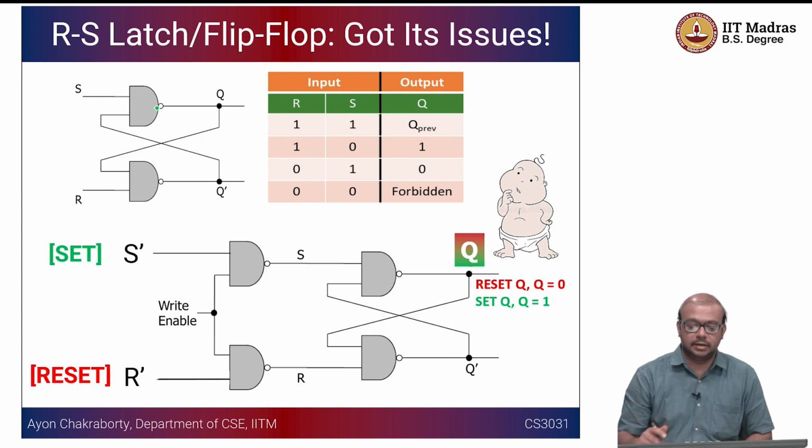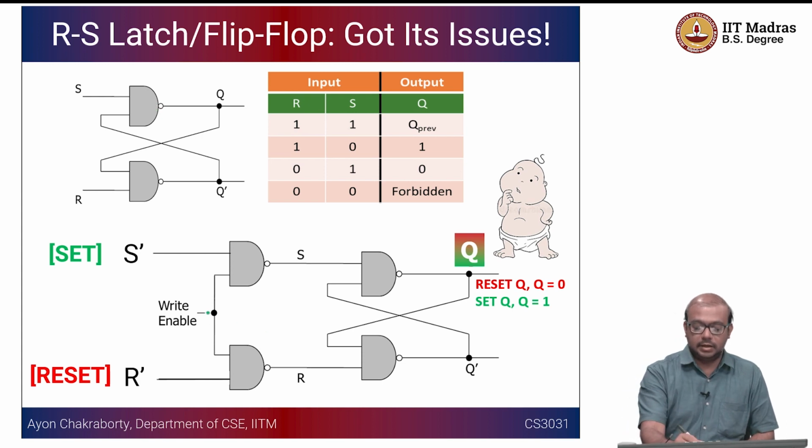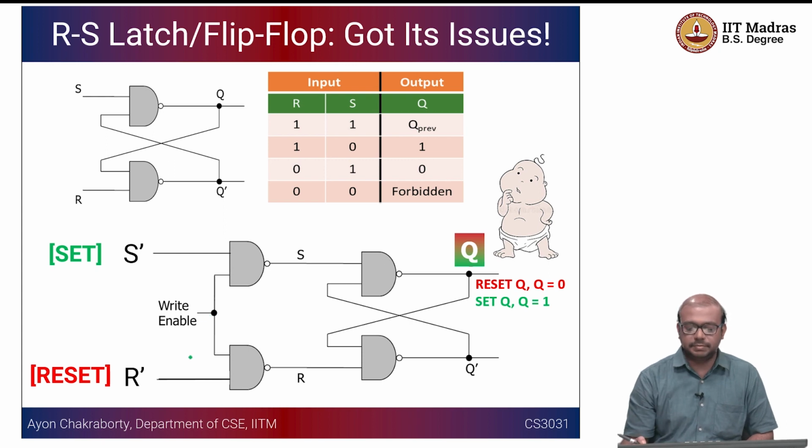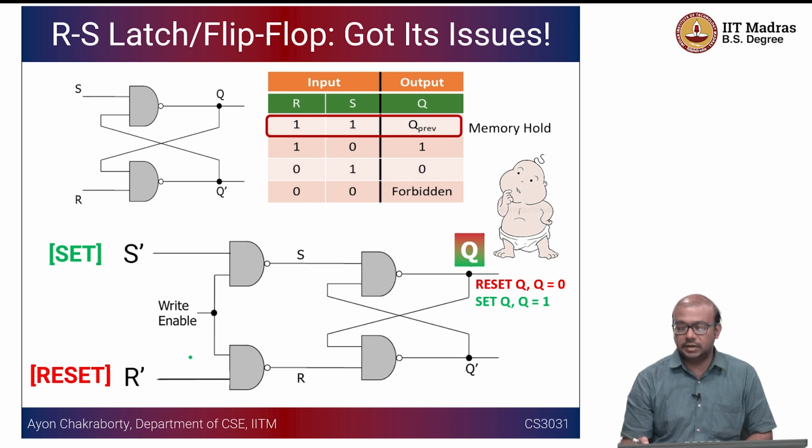So you can have something that has an enable input which basically turns on or turns off the SR latch, but still it is going to have its issues. The 1-1 combination is memory hold, just for your revision. 1-0 or 0-1 is used for setting or resetting the circuit, but 0-0 is the forbidden state. So 0-0 was not allowed in an SR latch.